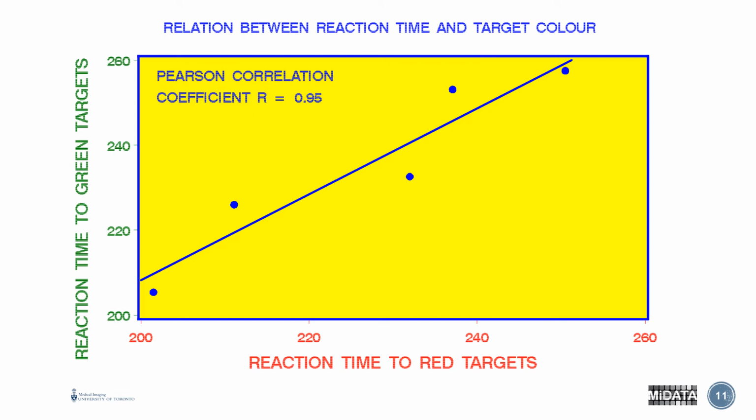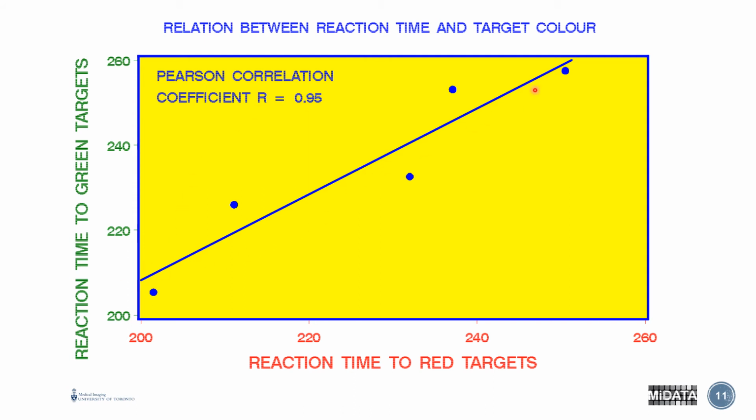Interesting. So if we look at this graphically, this is the relation between reaction time and target color. By target color, we're going to compare the means of the reaction time. So what we have here is the reaction time to the red targets on the x-axis and to the green targets on the y-axis. Now you can imagine you could do it either way. It doesn't matter where green and where red is. The Pearson correlation coefficient we found was high, 0.95.